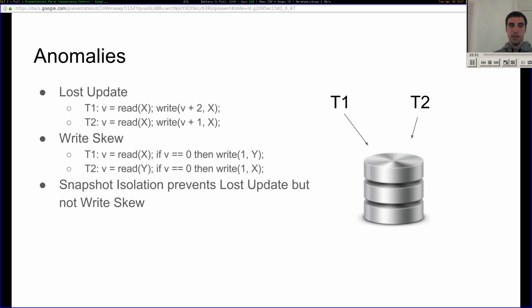So that's write skew. And snapshot isolation, which we looked at before, only prevents lost updates, since that's only looking at a single data value X. But once you look at more than one data value, snapshot isolation doesn't give you the same result as serializable isolation.